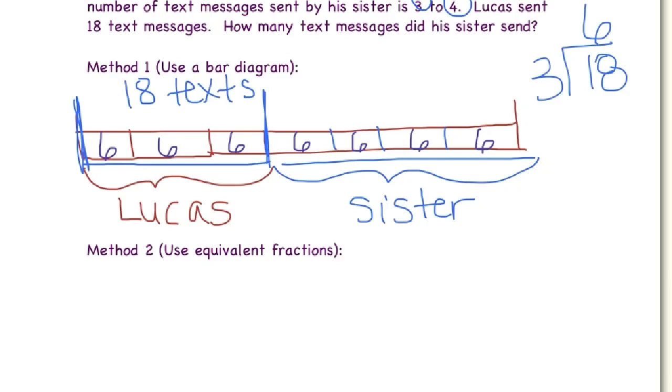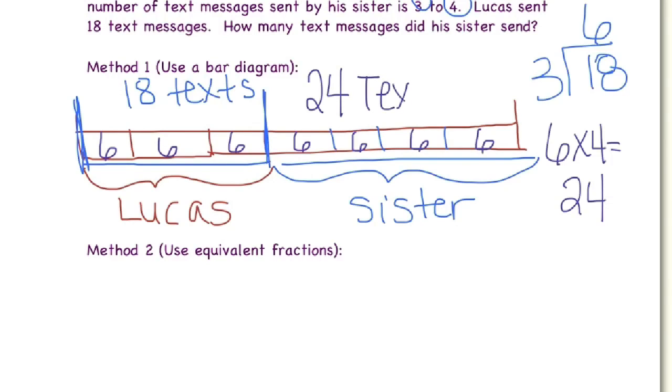So Lucas sent 18 texts. We can split that 18 into 3 groups of 6. Since the ratio was 3 to 4, his sister had 4 groups. So to figure out the total number of text messages that his sister had, we're going to have to multiply 6 times 4, which of course is 24. That means that his sister sent 24 text messages.